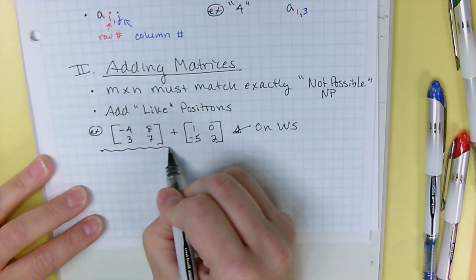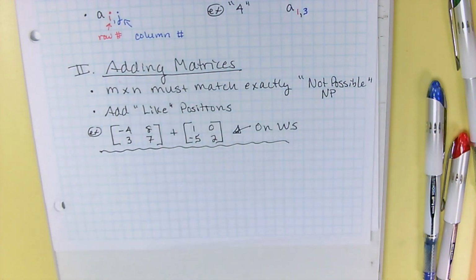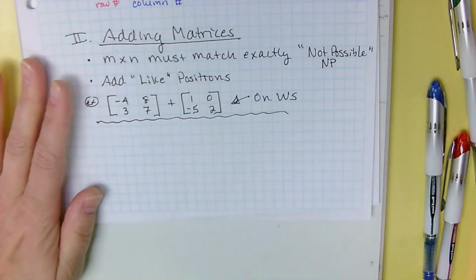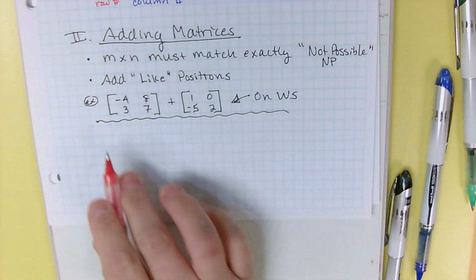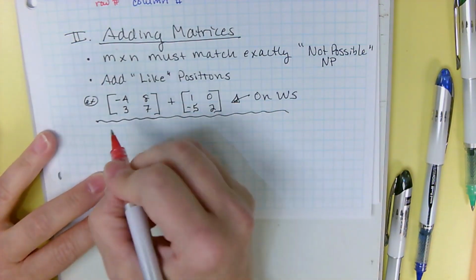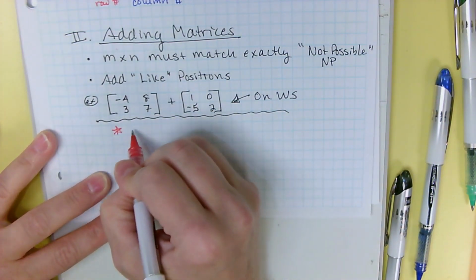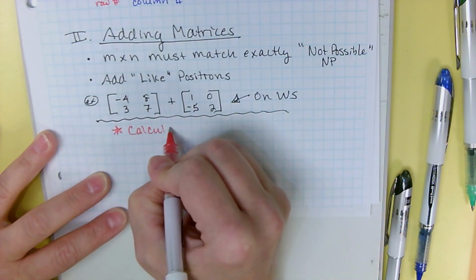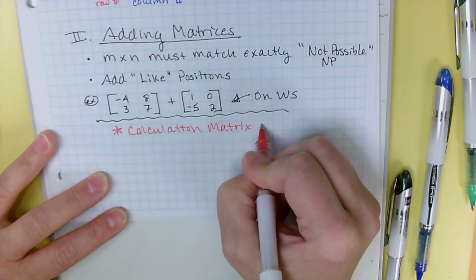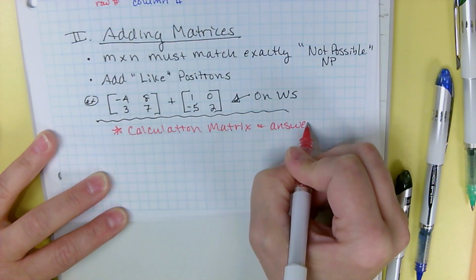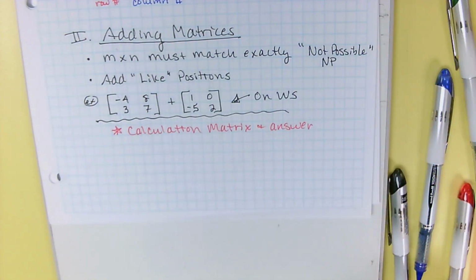Now, you do not have to recopy the matrices to do the addition. You can instead show the calculation matrix. So that's on your worksheet. And on your work, you're going to have what's called the calculation matrix and the answer matrix. So that's all you're going to show as your work.